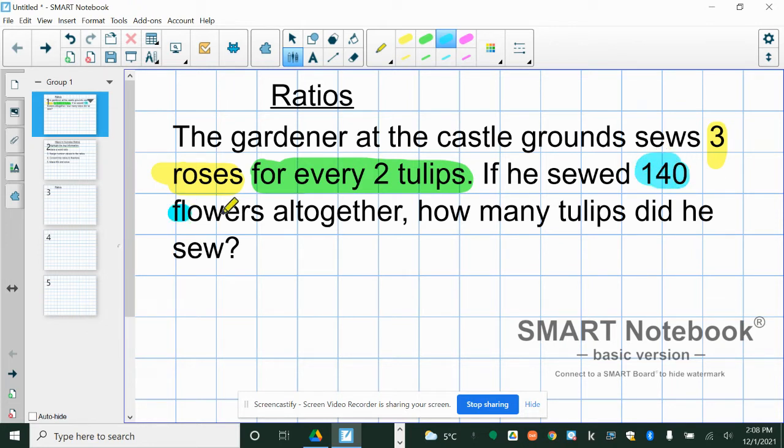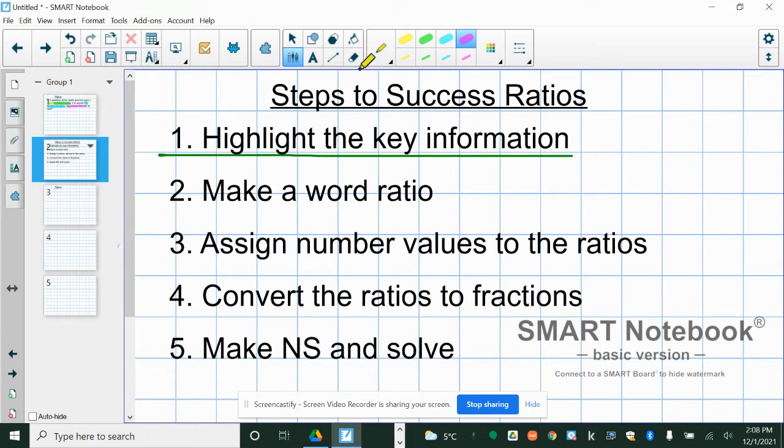So I think the 140 flowers is the altogether or the total. That's important. And the last important piece of information, as far as I'm concerned, is how many tulips did he sow? So how many tulips? Now, I've successfully completed step one. What does step two ask me to do? Step two says make a word ratio.